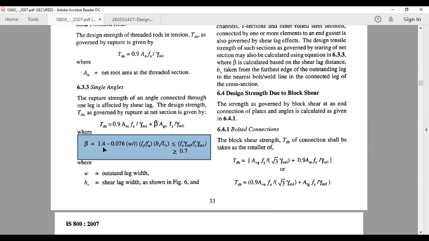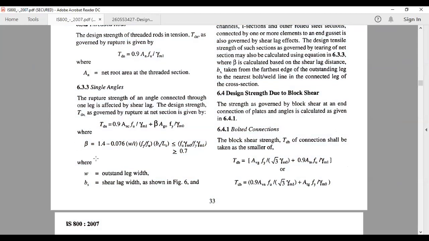Okay, so what it says: 1.4 minus 0.076 into W by T into Fy by Fu into Bs upon Lc. And the upper limit for this is Fu into gamma m0 by Fy into gamma m1. Whereas the lower limit is 0.7. Your beta, whatever you calculate, that should be above 0.7 and below this ratio of stresses. Okay, if it exceeds this ratio, then limit it to this value. If it is going below 0.7, then take the minimum value of beta as 0.7. Okay, that you need to keep in your mind.